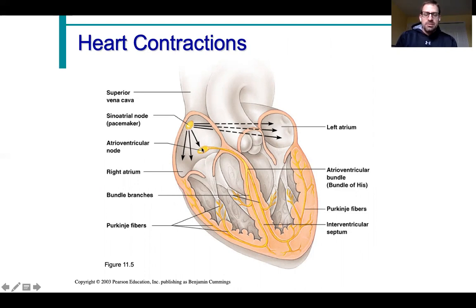Some other important structures are the atrioventricular node here in the wall between the right atrium and right ventricle. And then we are going to have what's called the atrioventricular bundle, or bundle of His, coming down from the AV node that splits into these bundle branches. Here, there's a left bundle branch and a right bundle branch, which then split into special fibers called Purkinje fibers, going up the walls of the left ventricle and right ventricle here. So we're going to get into a little bit about the functions of all of those parts in controlling your heartbeat here in just a minute.